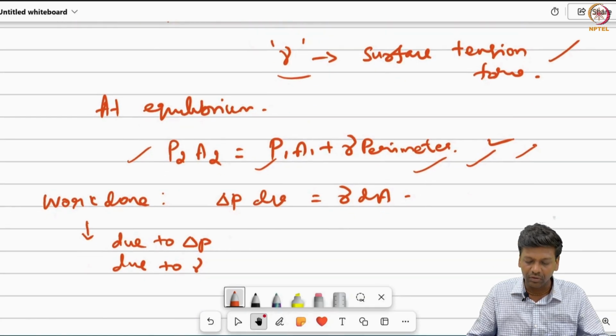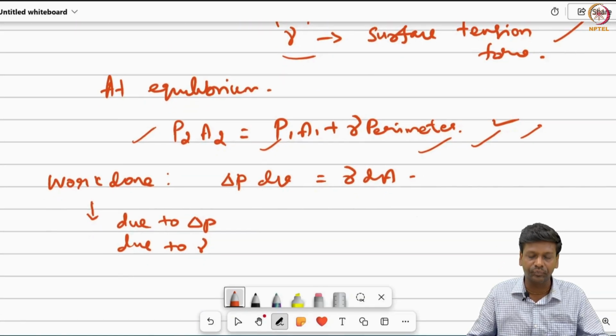Now we know that whenever we deal with a case where the surface or interface is considered, work is being done by the system, because surface tension usually pulls the surface down because of the surface tension effect, right?